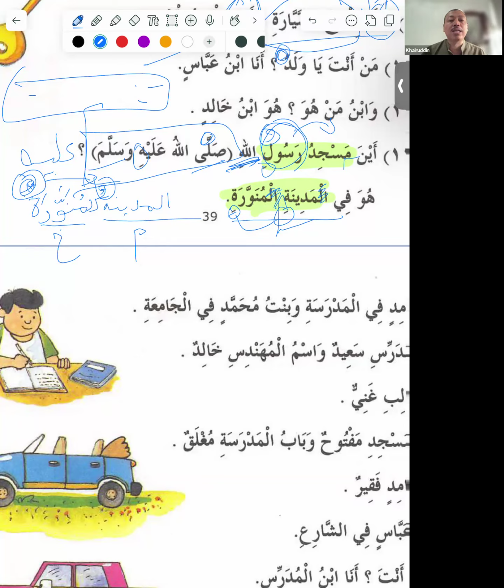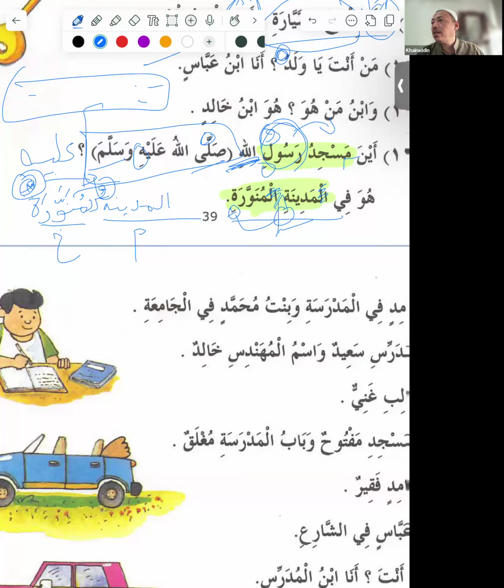between saying al-Madinatu munawwaratun and al-Madinatul munawwaratu. Okay, because al-Madinatu munawwaratun means the city is enlightened, but when we say al-Madinatul munawwaratu, it means the enlightened city. It's just a phrase, okay, it's not a sentence, right?